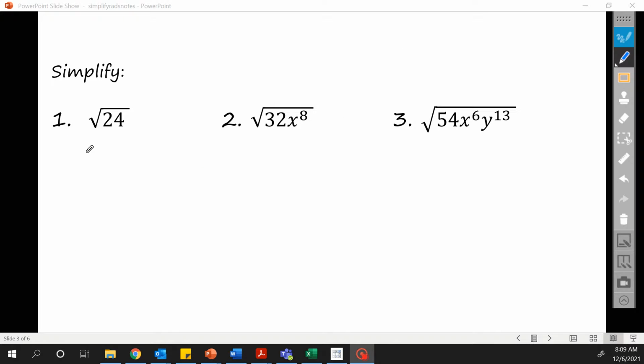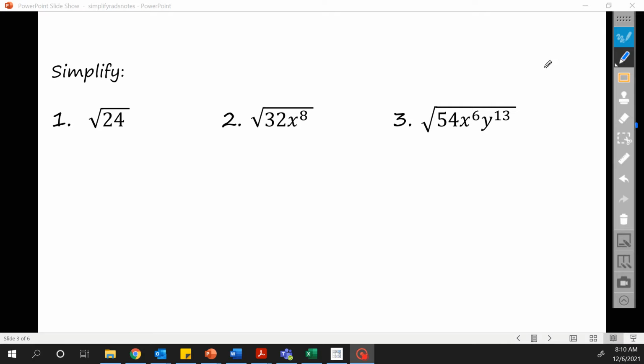If we look at some examples here, we have the square root of 24. The index of this one is 2, since it's not written here. So we're looking for 2 of the same factor that we can take out of 24. Well, 24 can be split up in a lot of different ways. Okay, 12 times 2, 3 times 8. But we want to split it up so that 2 of the same factors are a part of it.